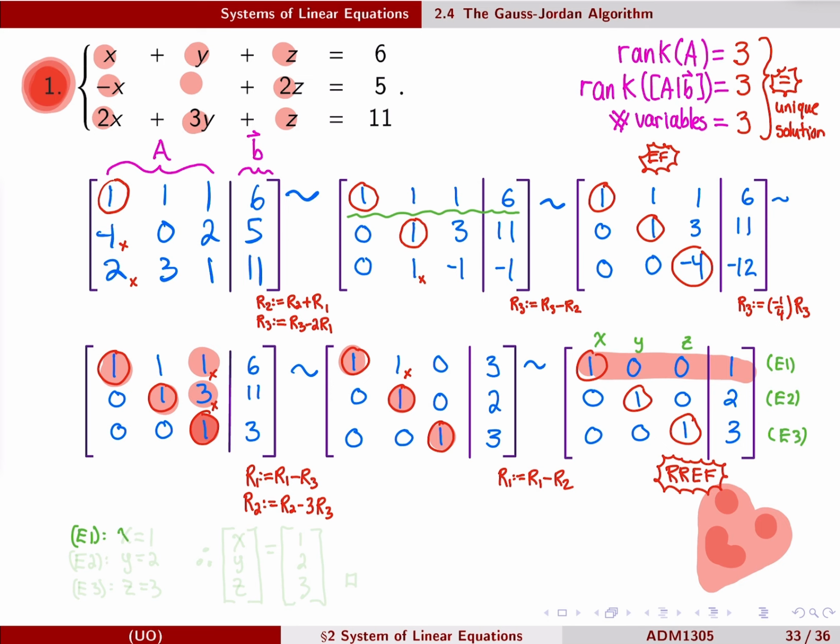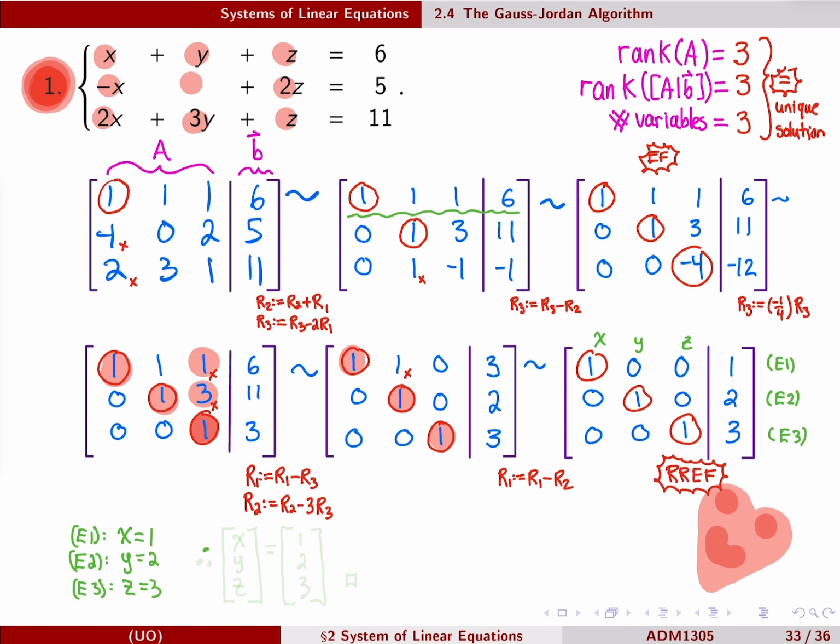So the first equation is x equal to 1. Well, 1x plus 0y plus 0z equal to 1. So just x equal 1. What's the second equation here? It's 0x plus 1y plus 0z is equal to 2. And then the last equation is 0x plus 0y plus 1z is equal to 3.